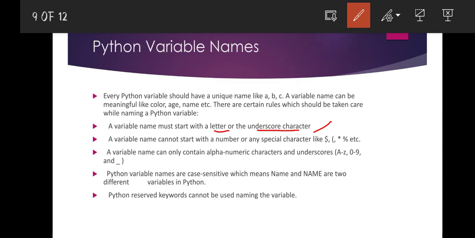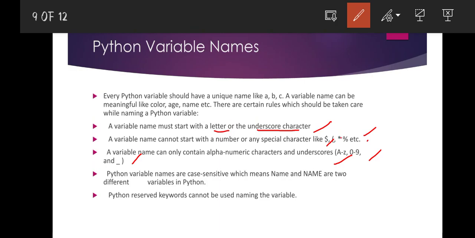And the second one is, a variable name cannot start with a number or any special character like a dollar symbol, star, percentage, or comma. These special character symbols are not allowed. And the third one is, a variable name can only contain alphanumeric characters and underscores, like A to Z, 0 to 9 and underscore.